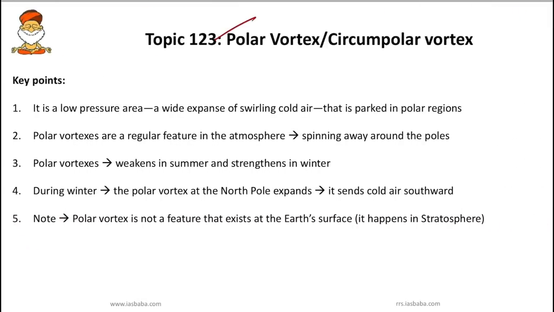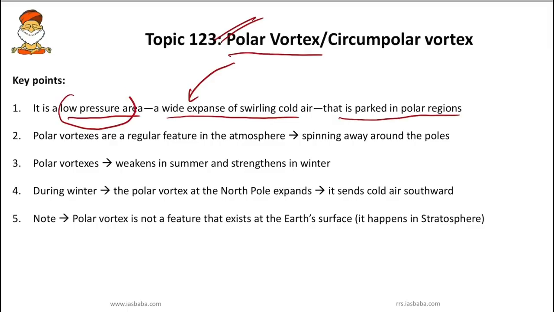So the next important topic is the polar vortex, or circumpolar vortex. This particular topic is important for this year's prelims because a lot of articles had come with respect to the polar vortex. So first we'll try to understand what this polar vortex is. The polar vortex is a low pressure area, a wide expanse of swirling cold air that is parked in the polar region. I'll make it simple. Just remember, a polar vortex is a large area of low pressure or cold air which surrounds the polar regions, that is both the poles, in the northern and southern hemispheres.